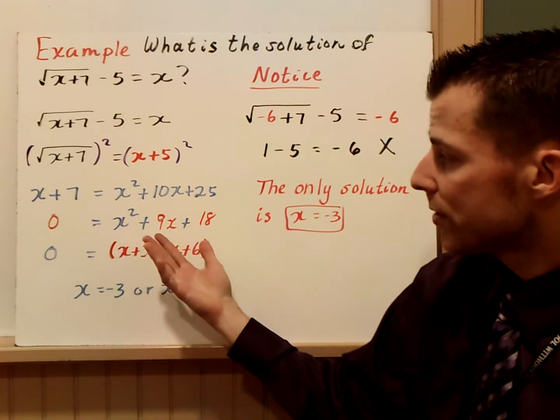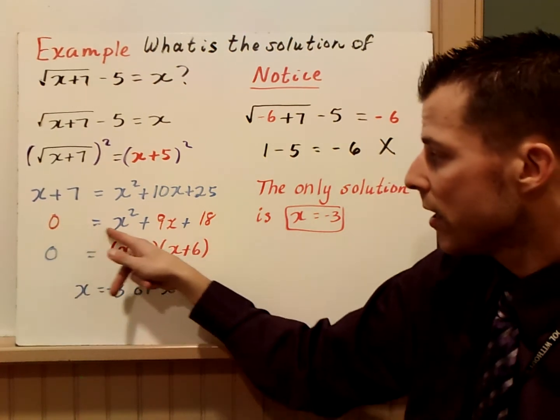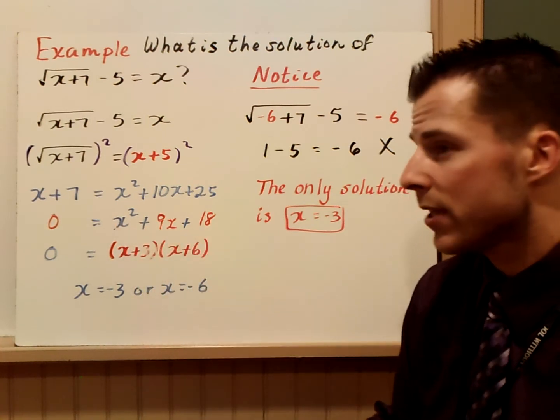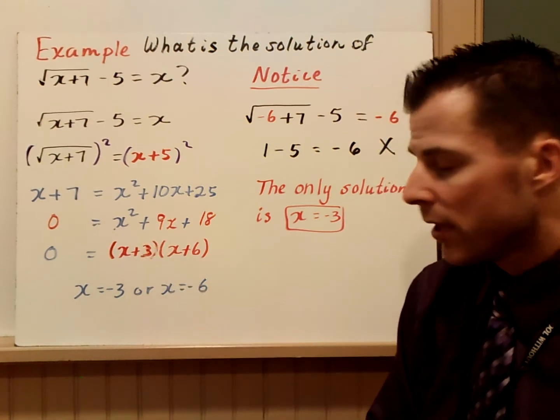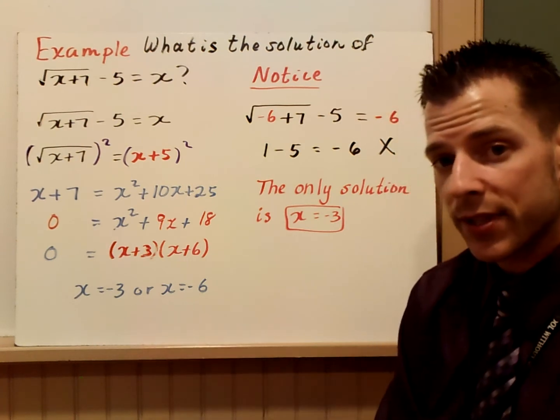Now it's a matter of bringing the x plus 7 over. That's why you see the 0 here. And I have this quadratic, which you can factor. Two numbers that multiply to be 18 and add to be 9 are 6 and 3. So my potential zeros are x equals negative 3 or x equals negative 6.